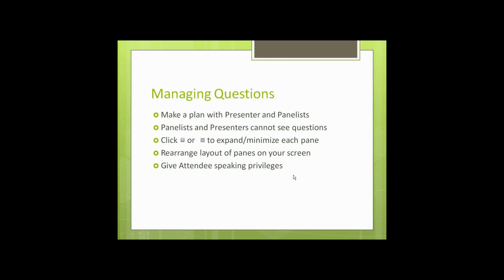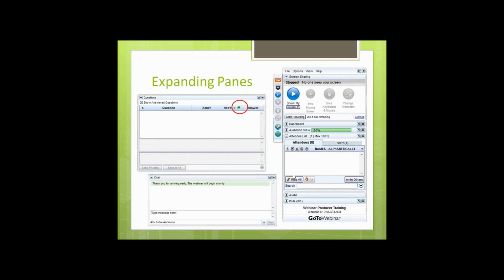You do have the ability to expand or minimize the window by clicking on the plus or minus sign in the upper left-hand corner. You can also flag important questions if you wish to return to them later. Additionally, to respond to a question, you can highlight that question and type your response and then decide if you will send it privately or to the group. So there are a lot of wonderful ways that you can make this work for you in your webinar.